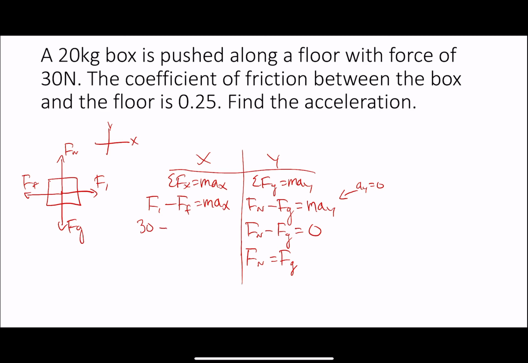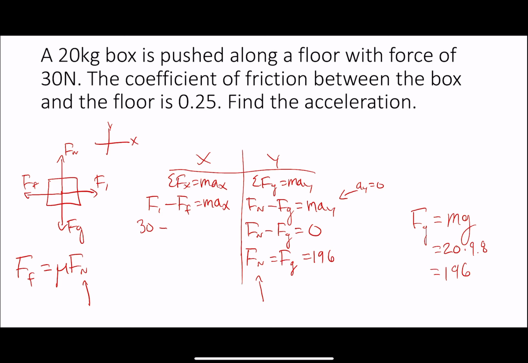Minus f of f. What is f of f? Well, f of f has an equation. If you remember our equation for the frictional force from last time, it was mu Fn. Oh, okay. We have Fn, but we don't know what it is yet, but we can find it over here. Fn is equal to Fg. If you remember, Fg has its own equation, mg. So we're going to take our mass and multiply by 9.8, which goes to 196. And so if Fg equals 196, that means our normal force is 196.